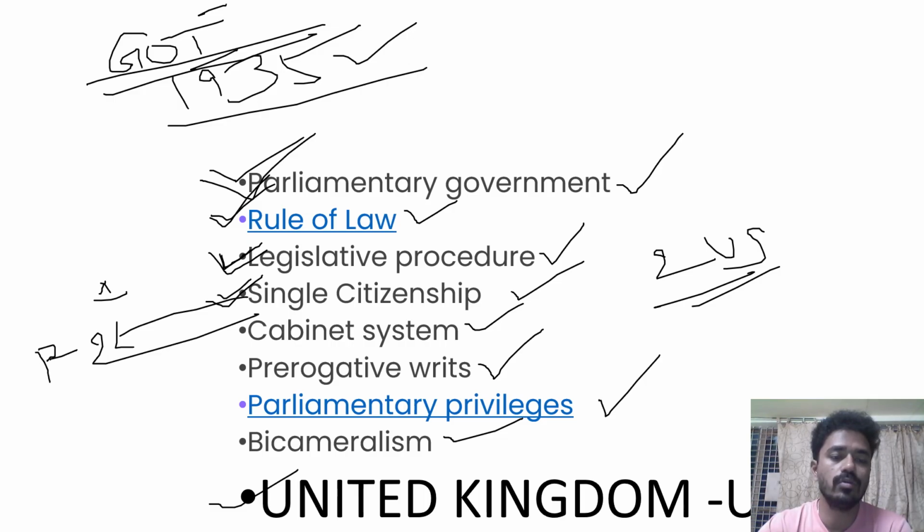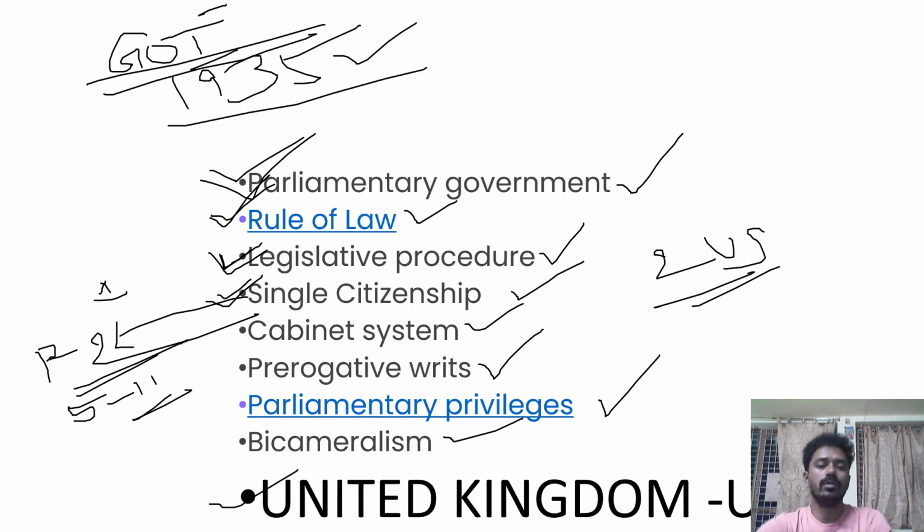Note one point, citizenship is dealt with in part 2. Part 2 deals with the citizenship, that is article 5 to 11. But here in India we are only allowing single citizenship. One person can have only one citizenship at a time.